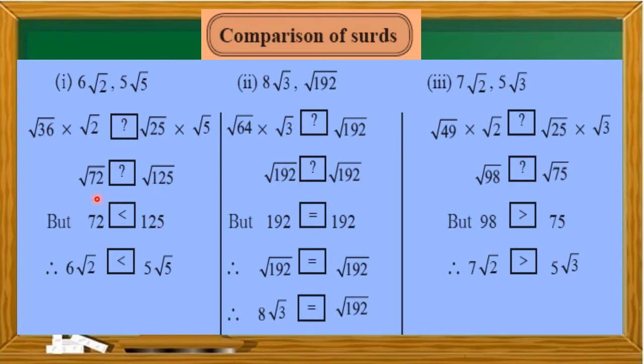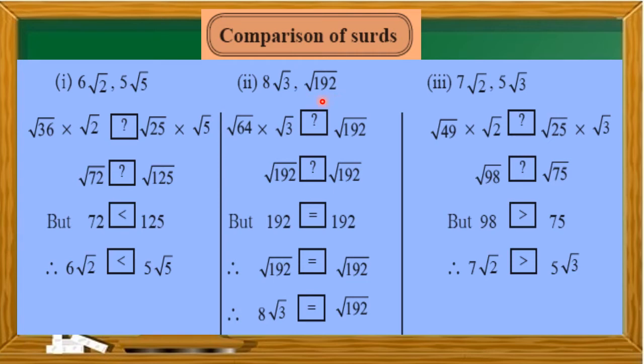Now compare the radicands. 72 and 125. 72 is less than 125. Therefore, 6 root 2 is less than 5 root 5. In this way, you can compare the given surds. See the second example. 8 root 3 and root 192.